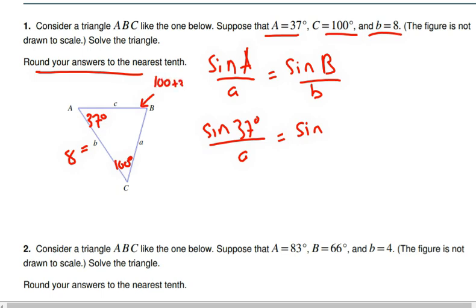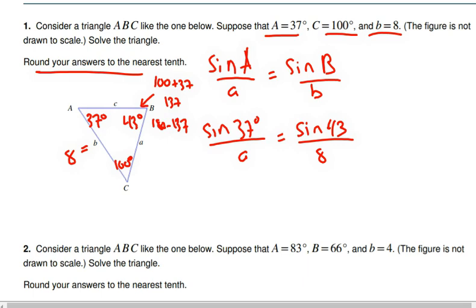I don't know. Well, I do know that if you have all the angles in a triangle, then they must all add up to equal 180. So let's do 100 plus 37, which is 137. Let's subtract that from 180 degrees. You get 43 degrees. So this angle is 43 degrees. That wasn't too bad. So sine of 37 over a equals sine of 43 over 8. Notice, in order for this to work, I have to have 3 of those 4 pieces of information.